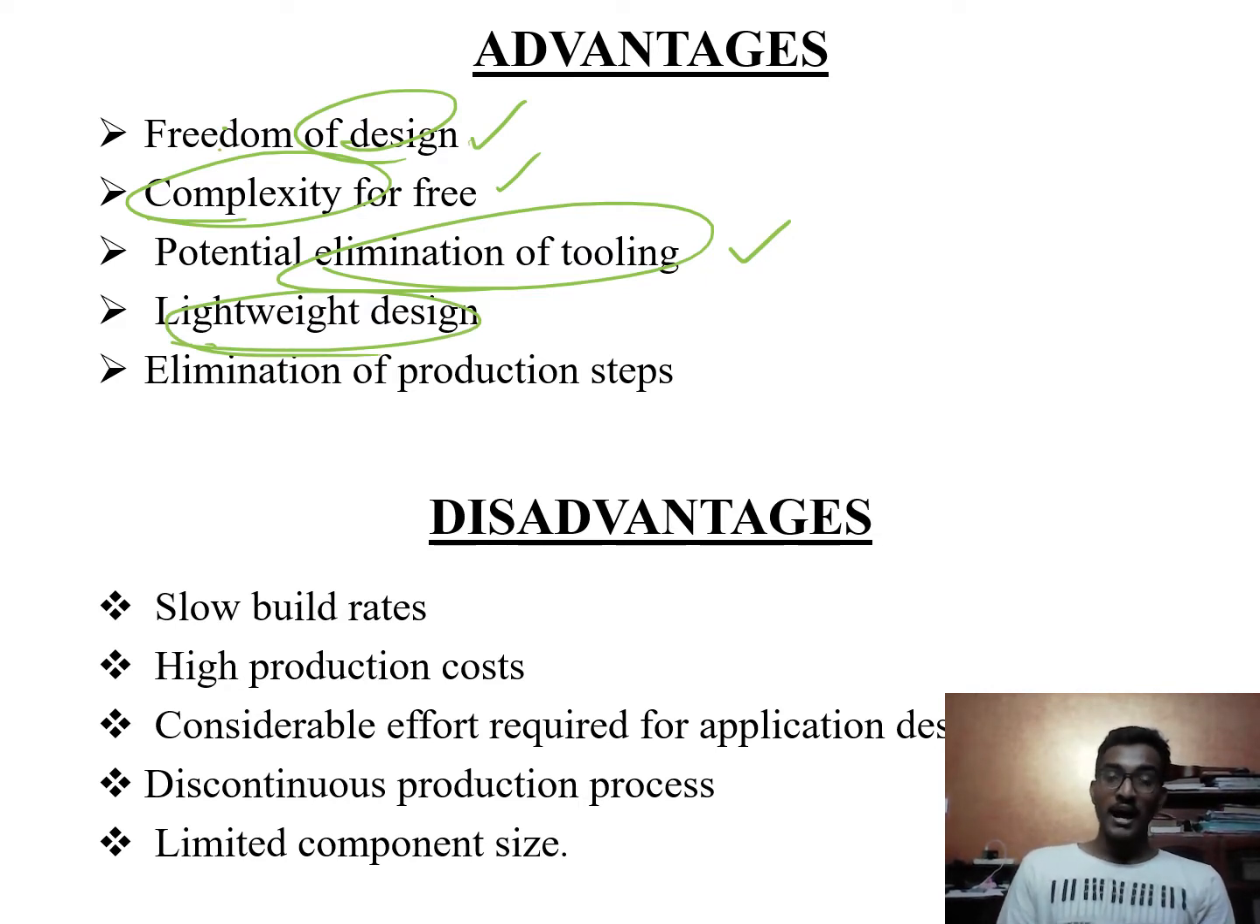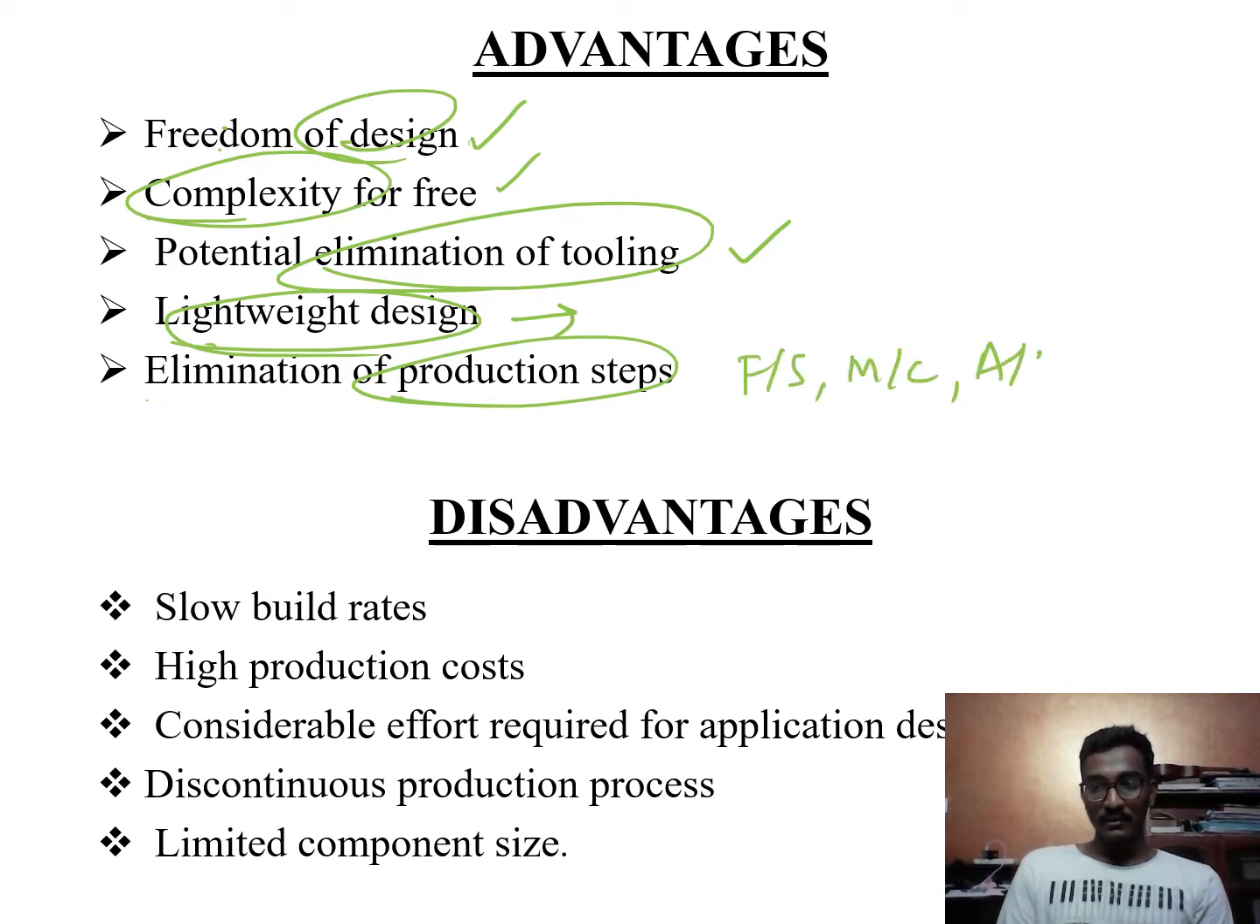Mainly it is used in army, navy, air force, defense, and also aerospace industries. Elimination of production steps, so we need not put everything in again, like no need of finishing, no need of machining, no need of assembling. So the production steps are decreased. But what are the disadvantages?